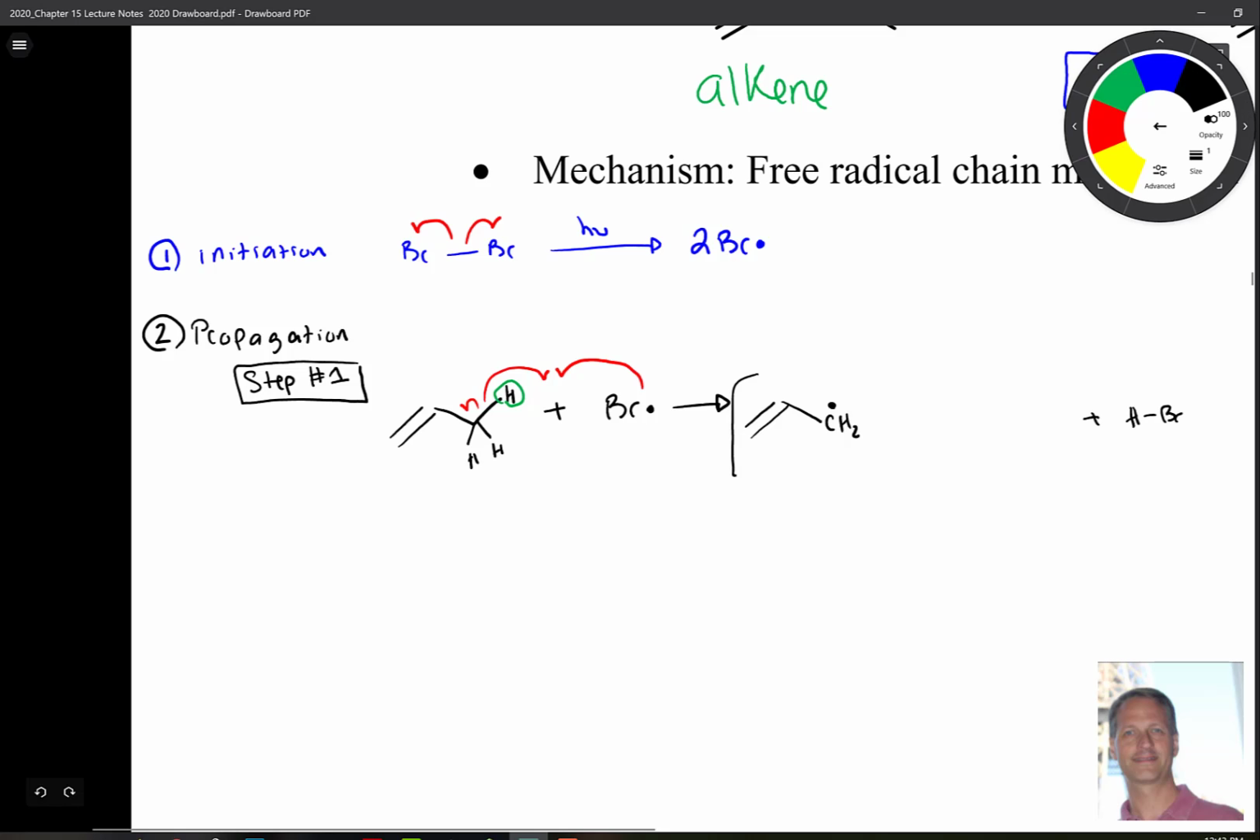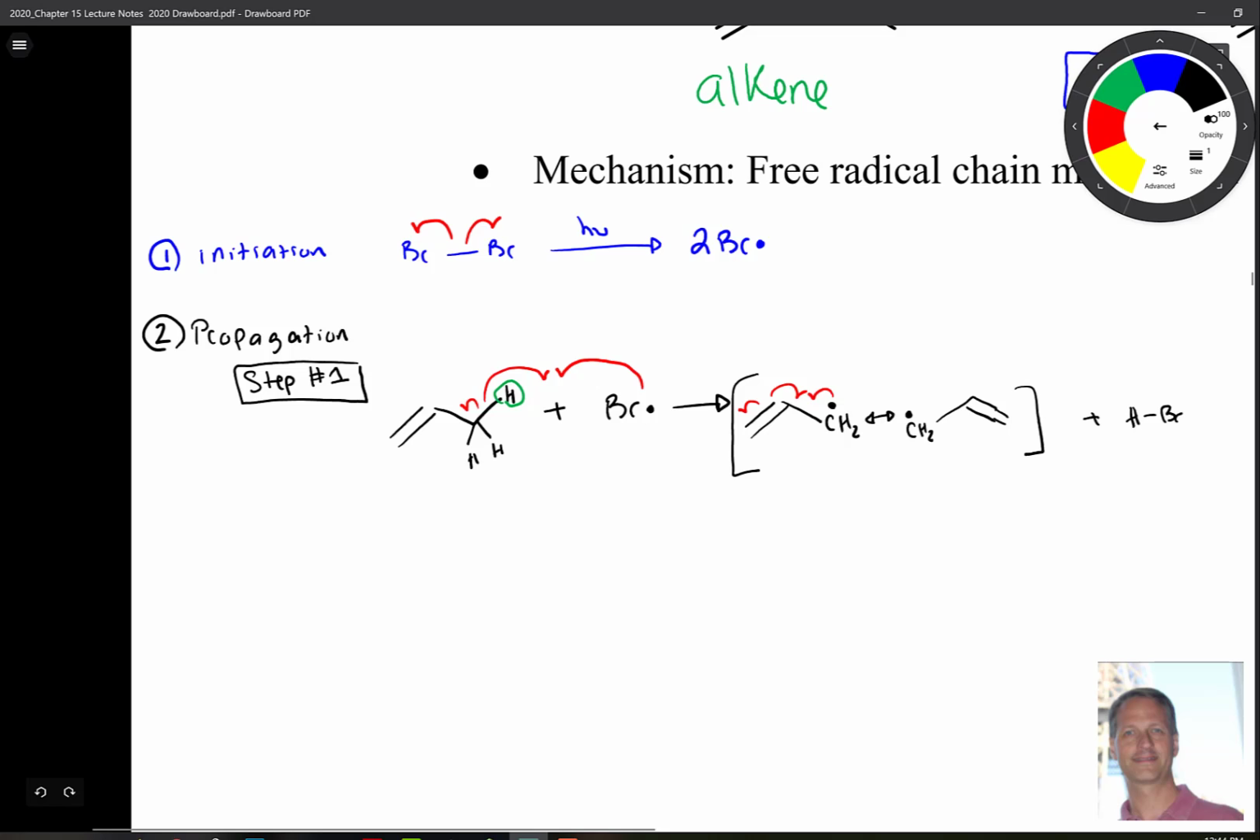Now, I want to leave space here because this has resonance. So we're going to draw out the resonance structure of this. When we do that, we put our arrows in just like that. And I'll write out that CH2 on the other side for clarity. But we end up getting this.